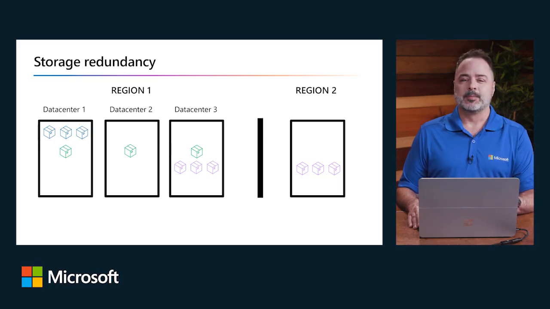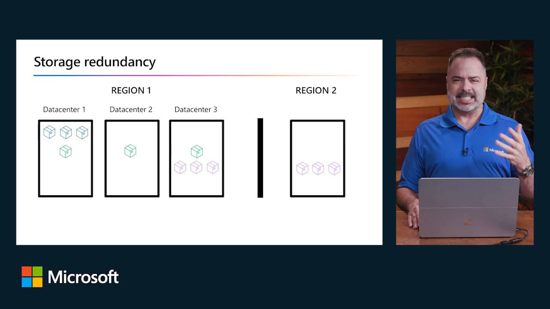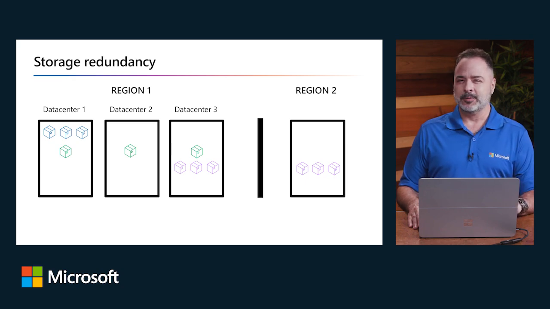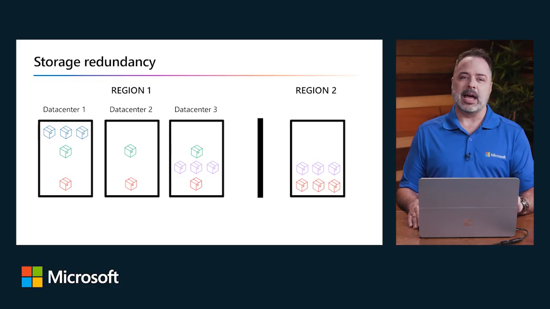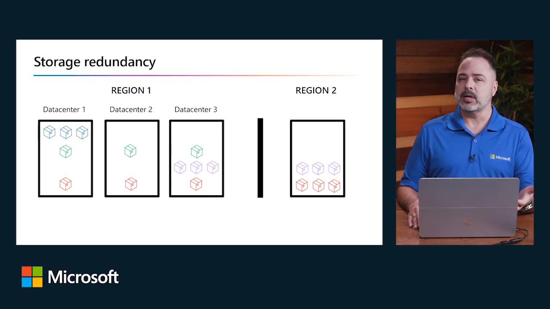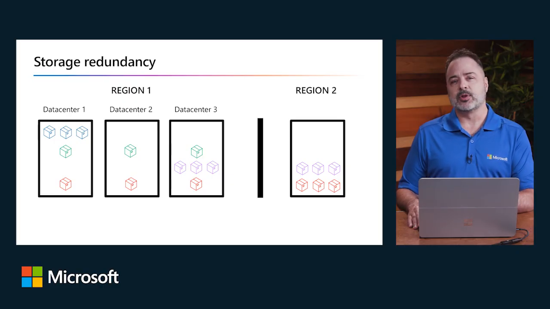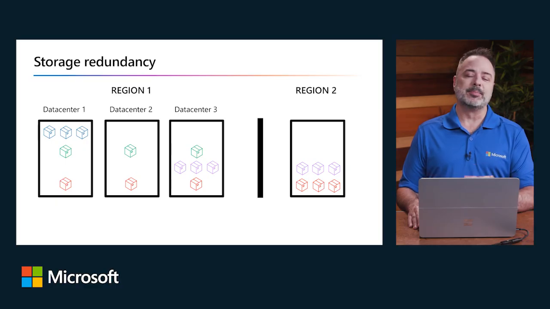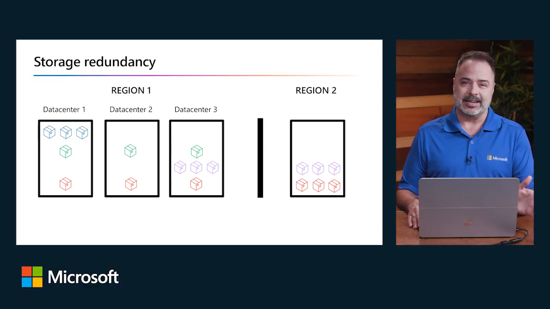You might be wondering though, what if data center 3 here were to fail? Wouldn't we lose all 3 copies of our data in region 1? Possibly. But for that, we have geo-zone redundant storage, which keeps the 3 copies in the first region separated by zones, and then a separate 3 copies replicated in the secondary paired region. Basically, we're simply combining zone redundancy with geo-redundancy.